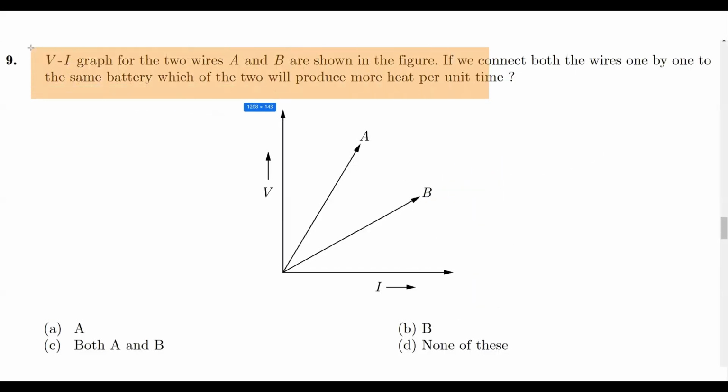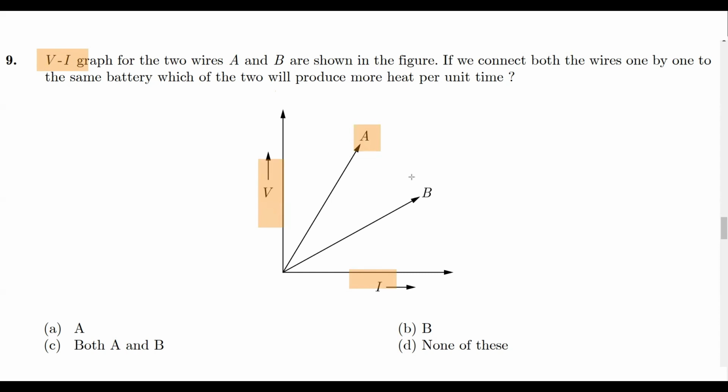The next question is from the chapter electricity. We are given a VI graph, and we have two slopes, A and B. It says if we connect both wires one by one to the same battery, that is the same source, same potential difference, which of the following will produce more heat per unit time? The first thing to figure out is that the slope of graph A is more than B, and this is a VI graph, not an IV graph. So A has a greater resistance. The resistance of A is greater than the resistance of B.